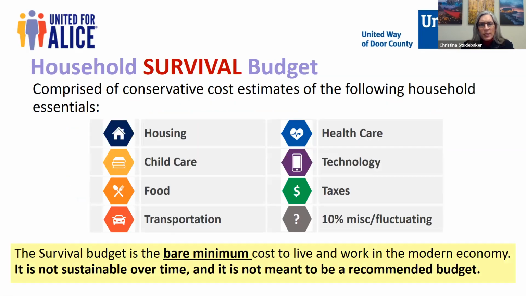The categories that they look at for the survival budget include housing, childcare, food, transportation, healthcare, and technology, because that is really a necessity these days. I think we all understand that. Taxes, because we're talking about people who are employed, so we take into account the amount of taxes that come out of their budget. Then this 10% fluctuating takes into account that not all categories are steady over the course of a year. For example, the cost of utilities or gas might change over the year, so they put some of that into the budget to get as good an estimate as possible.